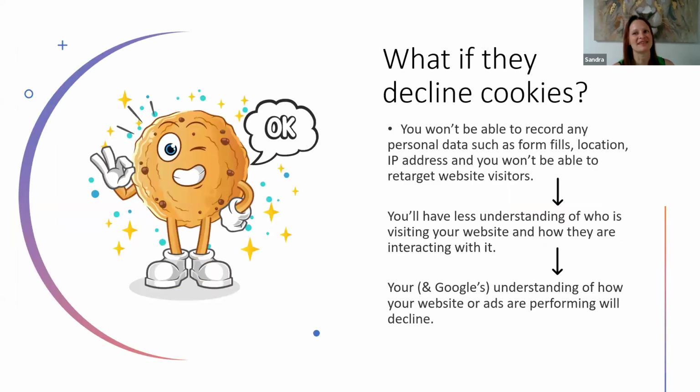So what happens if they decline the cookies? We've already said that you won't be able to record any personal data, no form fills, no locations, no IP addresses. You won't be able to remarket to them, which is pretty much essential these days if you're running any kind of ads, because you've got somebody that's come to your website who's really interested in your services, and then they'll disappear and they never hear of you again. So retargeting is really, really important.